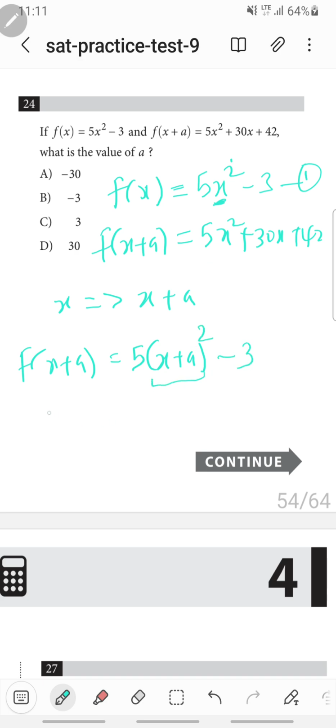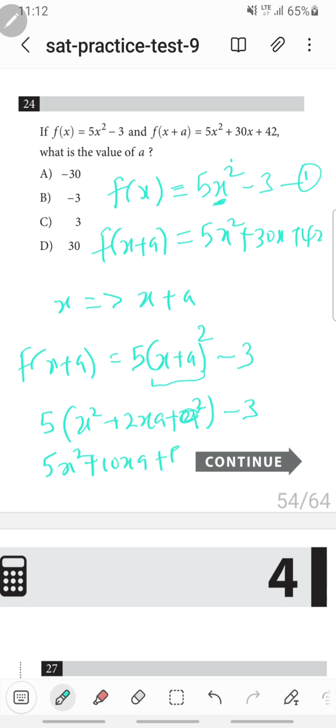Then I will expand this. That is 5 into bracket x squared plus 2xa plus a squared, minus 3. That is the expansion. Now we have 5x squared plus 10xa plus 5a squared minus 3. So let's compare that to our f of x plus a that we have here originally. That is 5x squared plus 30x plus 42 to get our a.